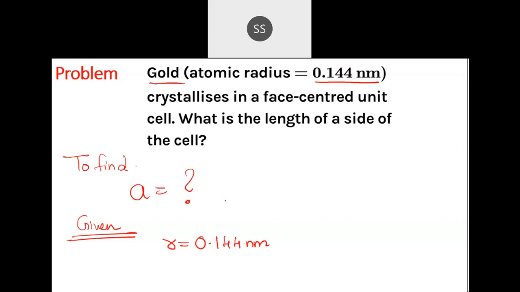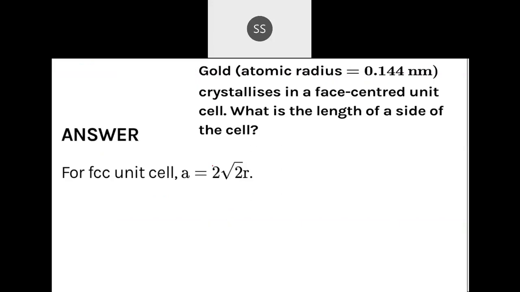So we can directly substitute in the formula. But which formula are you going to take here? They are saying this gold crystallizes in FCC, so the formula is the second one: A is equal to 2 root 2 R. Or, as I told you, the other one you can write is A is equal to 4R by root 2, or you simplify and write 2 root 2 R. Any one you can take and substitute. For an FCC unit cell, you should first see what type of unit cell is given. Here it is FCC, so your formula will be A is equal to 2 root 2 R.